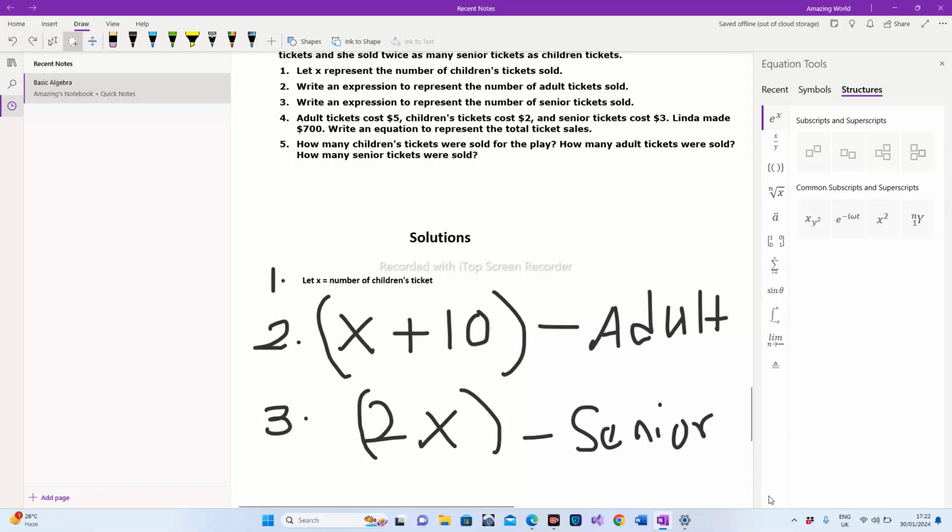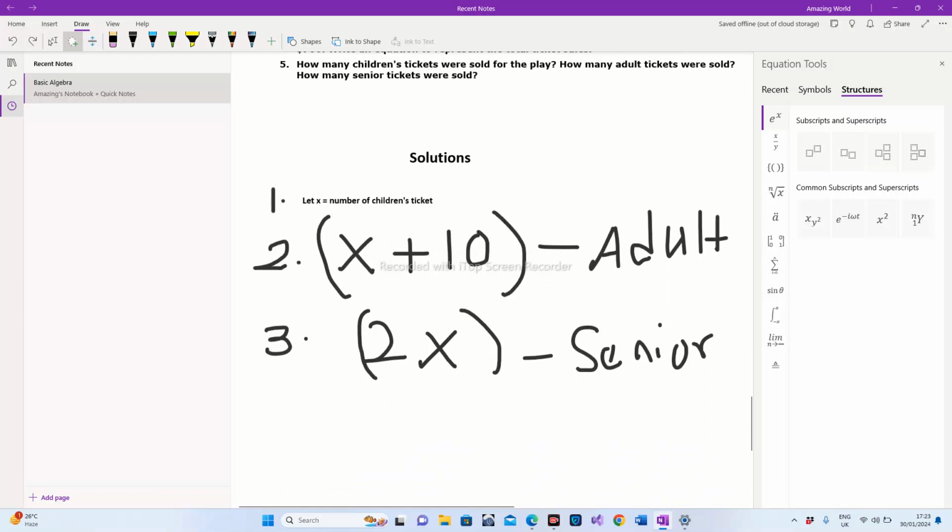Okay, so continuing, we have that the adult tickets were sold for $5 times the number of adults, and then the children's tickets were sold for $2 times X, since the number of children's tickets is X, and the senior tickets were sold for $3 times the number of senior tickets, which is 2X.